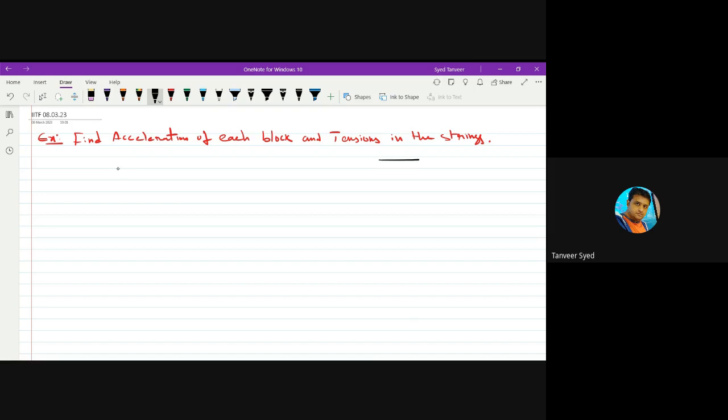Given situation is this. This is the pulley. This is one block, this is another block, and on the other side we have another block. This is 2 kg. This is 4 kg. And this is 4 kg.